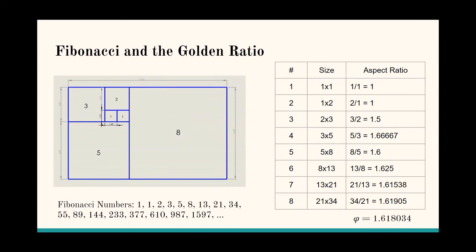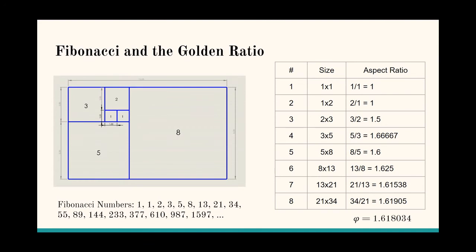And this can be continued on indefinitely, where the side lengths of each of the new cubes will be equal to the values in the Fibonacci sequence. And if we look at the aspect ratio, which would be the ratio of the side lengths of each of these cubes that are formed, we can see that it starts to approach a familiar number, phi.